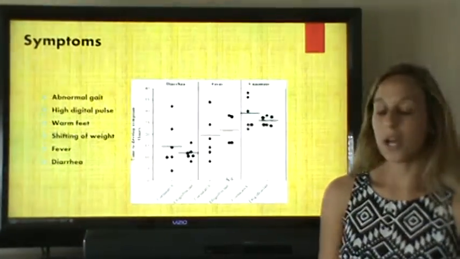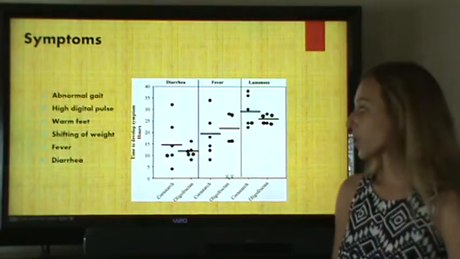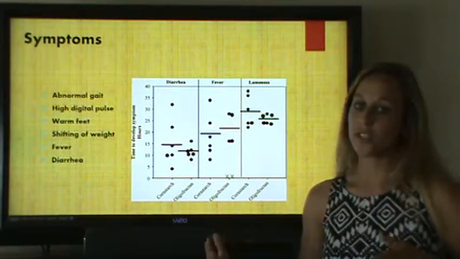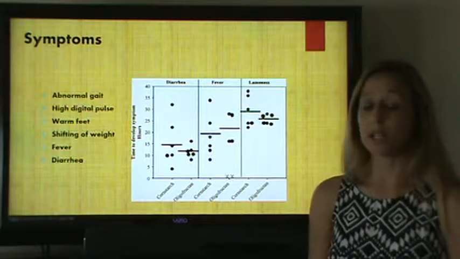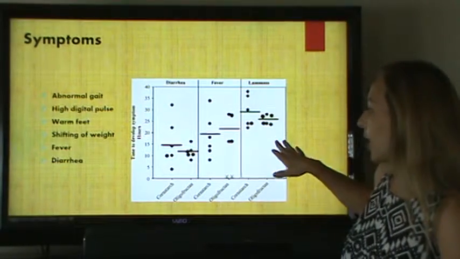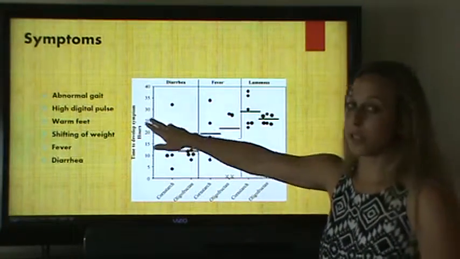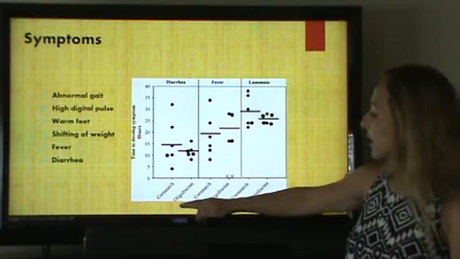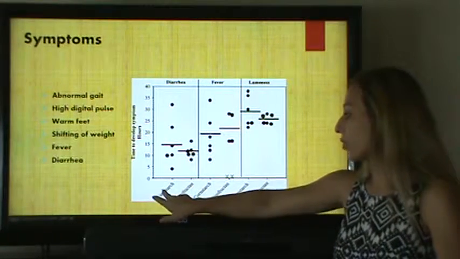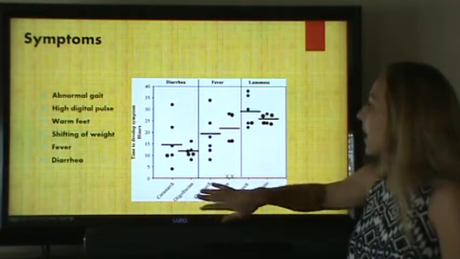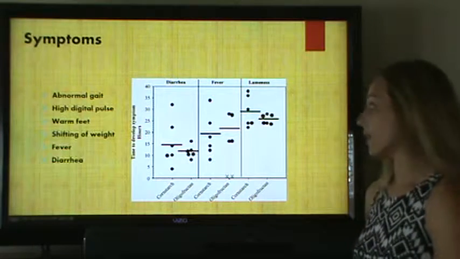So some symptoms of laminitis are abnormal gait, high digital pulse, warm feet, and constantly shifting their weight back and forth. They might have a fever or even have diarrhea. And then here's a chart that shows the time to develop the symptoms in hours, and then the different starches, different carbohydrates. So we have cornstarch and oligofructose. And so the bars are the average time.